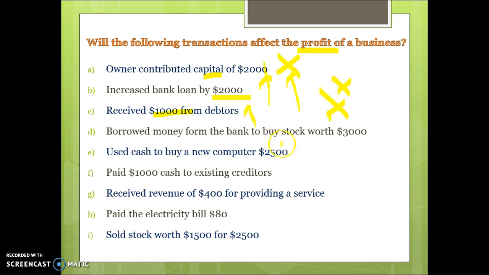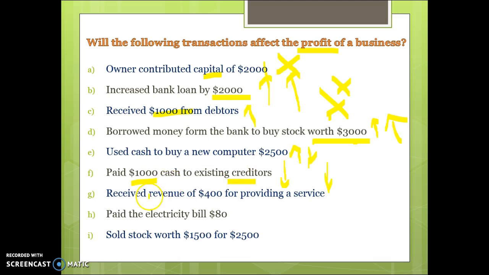If you borrow money from the bank to buy stock worth $3,000, okay, you're borrowing money from the bank, so you got a loan, which causes your liabilities to go up, but your asset stock also goes up, so they both stay the same. It's not an example of an expenditure. You use cash to buy a new computer. Your asset computer goes up, your cash goes down, assets stay the same. This is not an example of an expense. You pay $1,000 cash to existing creditors. Your asset cash goes down $1,000, your existing creditors goes down $1,000, so your liabilities go down. Both are going down by the same amount, and therefore that's not an example of an expense.